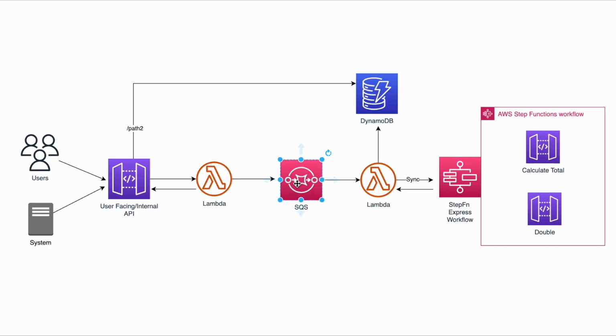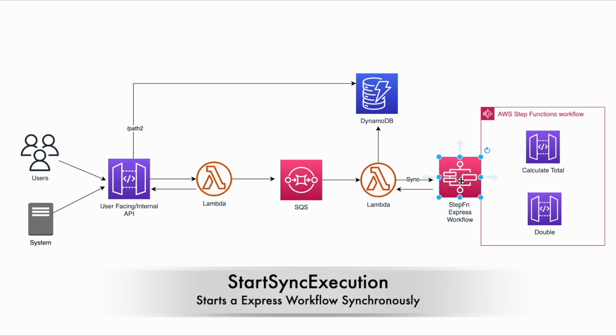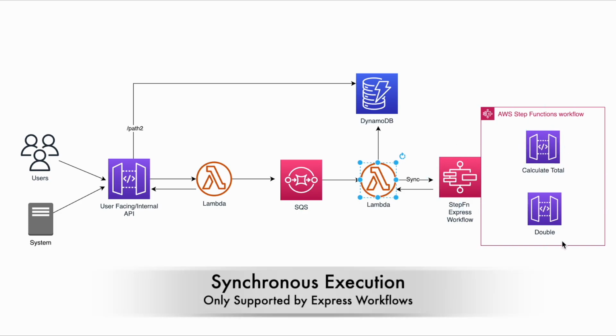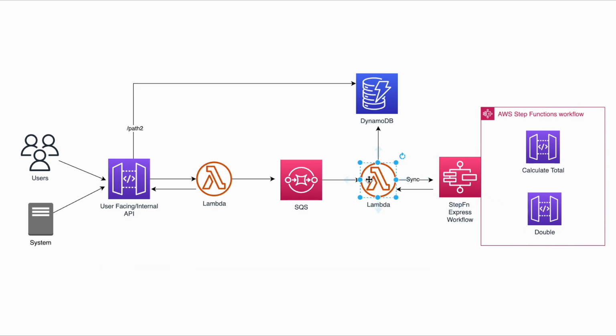So when it comes to processing of messages, we can have a Lambda function as a consumer for this SQS queue, and this Lambda function can synchronously invoke a Step Functions Express workflow. So what do I mean by synchronous invocation? It means once the Lambda function starts execution of the Step Functions workflow, it will wait until all the steps are completed in the workflow and return the final result to the Lambda. Once the Lambda gets the result, it can put that into a DynamoDB table. So your user-facing or internal API can have another path configured to consume that result from DynamoDB also.